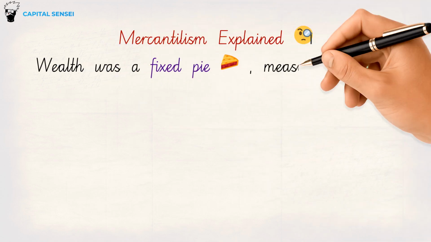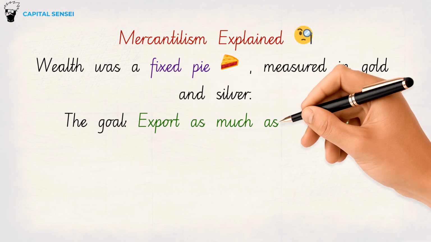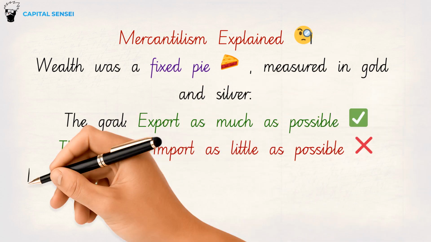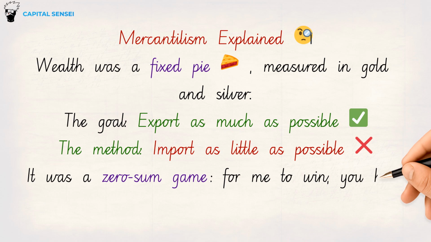Countries believed that national wealth was a fixed pie, measured by the amount of gold and silver they had in their treasury. The goal was to export as much as possible and import as little as possible, using taxes, tariffs, and monopolies to achieve it. It was a zero-sum game. For me to win, you have to lose.